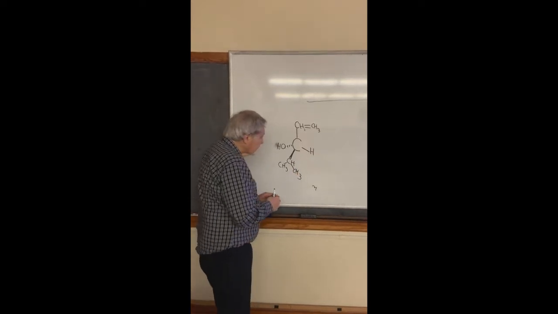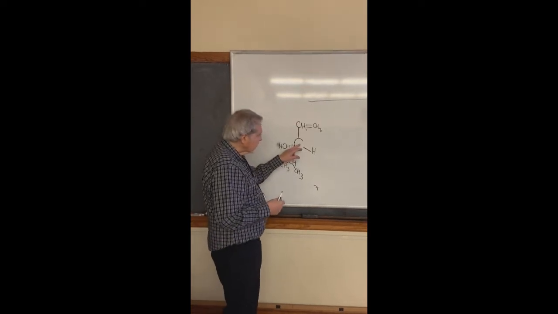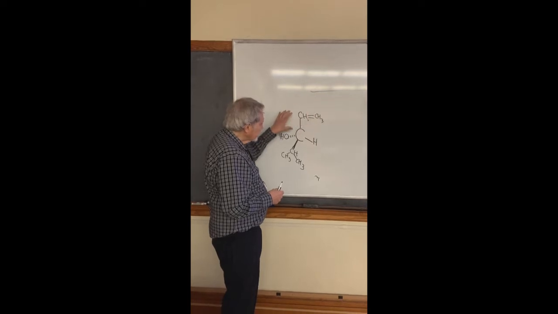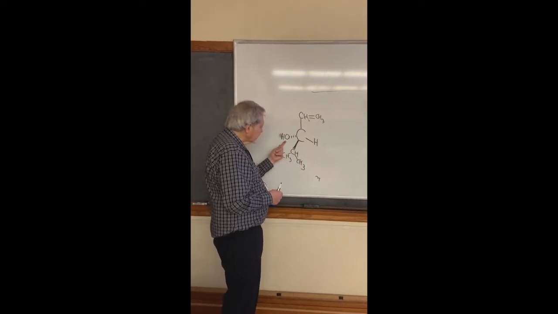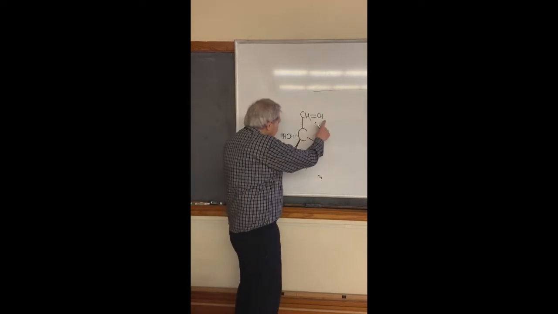All right, here we have this molecule. We note that this carbon is a chirality carbon because it has four completely different things attached: the isopropyl group, hydroxyl, hydrogen, and this is called a vinyl group, the C double bond C.